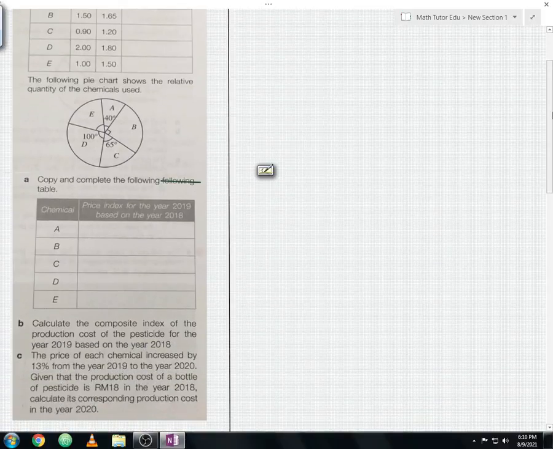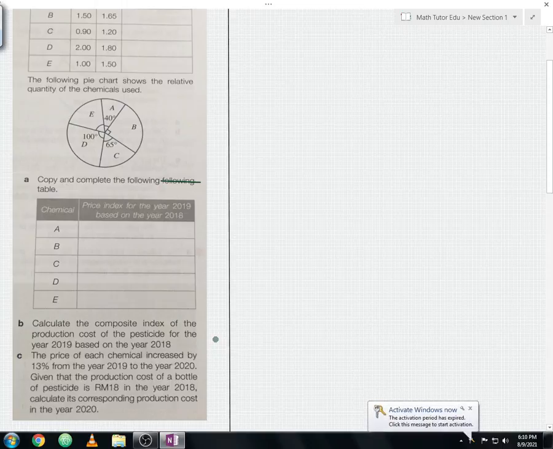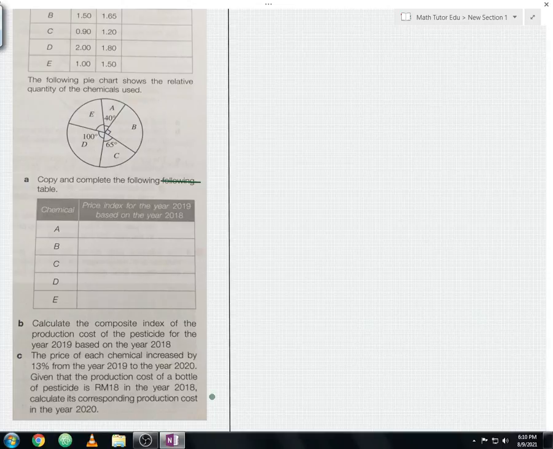Continue to read question part B. Calculate the composite index of the production cost of the pesticide for the year 2019 based on the year 2018. So this is for question part B. Continue to read question part C. The price of each chemical increased by 13% from the year 2019 to the year 2020. Given that the production cost of a bottle of pesticide is 18 ringgit in the year 2018, calculate its corresponding production cost in the year 2020.